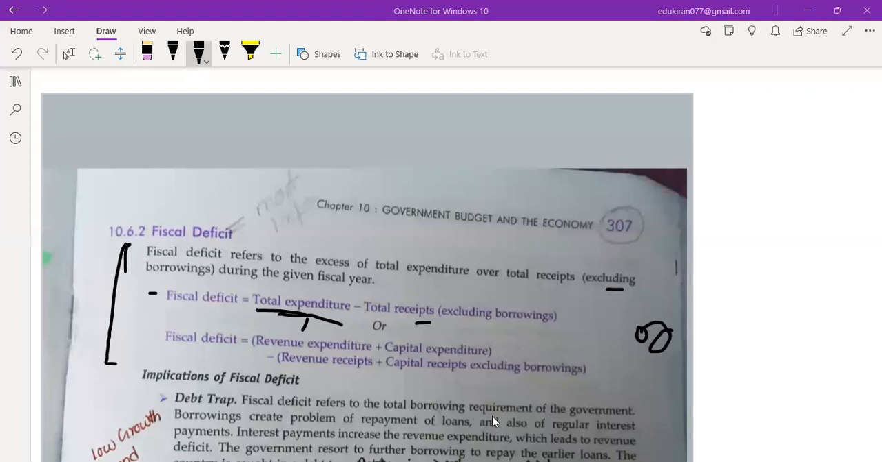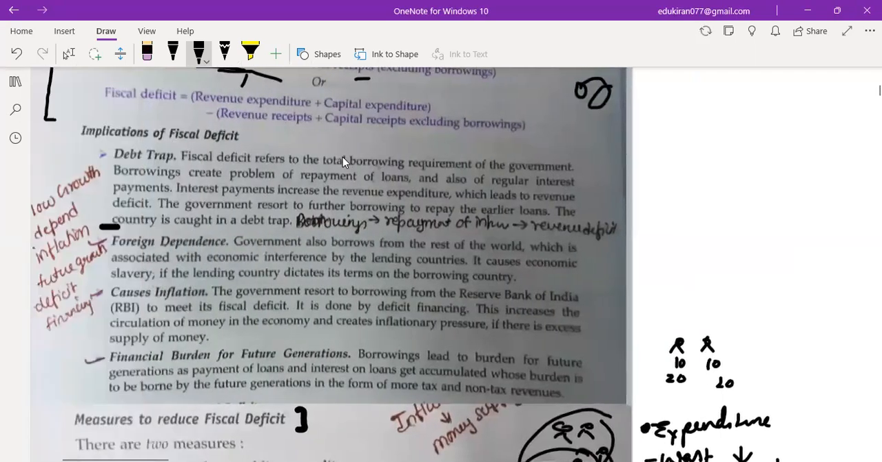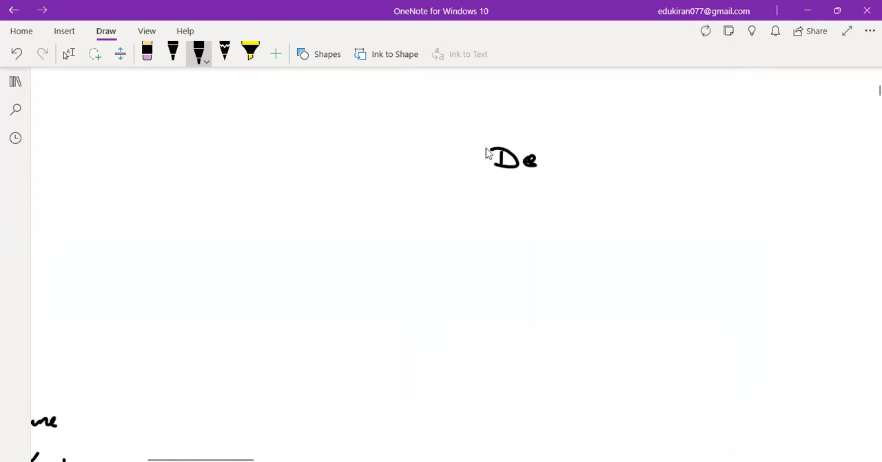Okay. So now I will explain one concept which is very, very important. We will be doing the writing part in the next class, but let me just explain. There is one concept called debt trap.